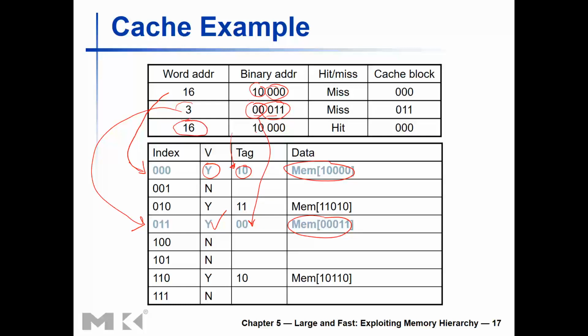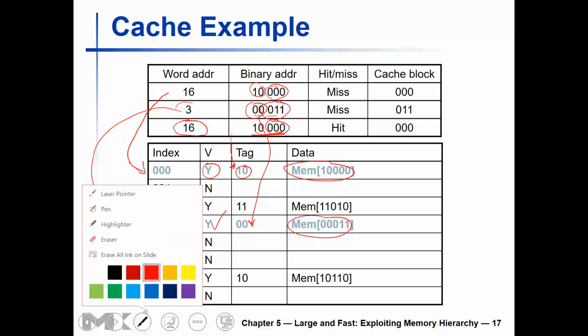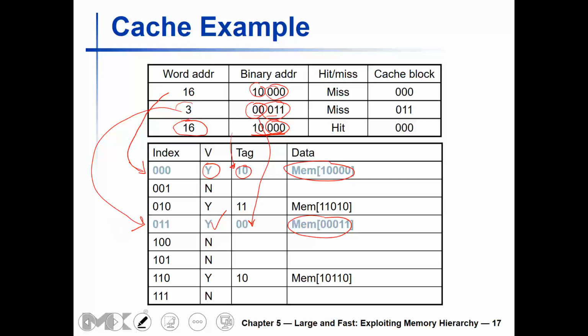So I decode the address, set 0. Okay, so let's look at this highlighter. So set 0, which is this one. Oh, the data is there, valid data. How about the tag? The tag matches. Okay, so this is a hit. A hit means I have the valid bit equals 1 or yes, and the tag of the address matches the tag saved in the cache.